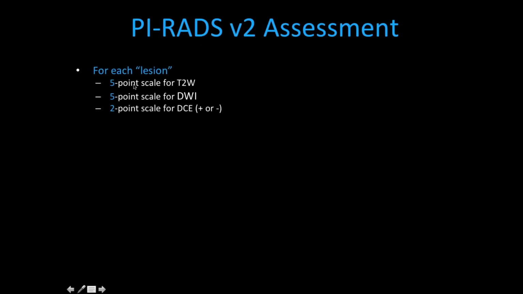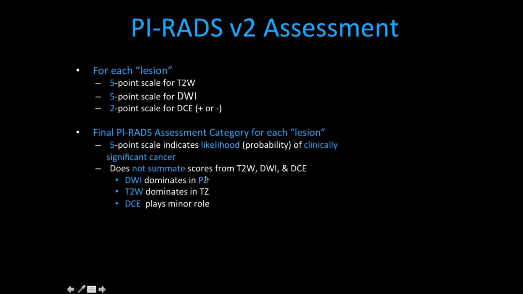So in version 2, we focus mainly on T2 and diffusion. As mentioned before, perfusion, so contrast-enhanced MRI, is getting less and less important. So for the peripheral zone, the diffusion-weighted sequence is the most important one, and for the transition zone, the T2 is the most important sequence. DCE can only alter the final PI-RADS score in certain cases.